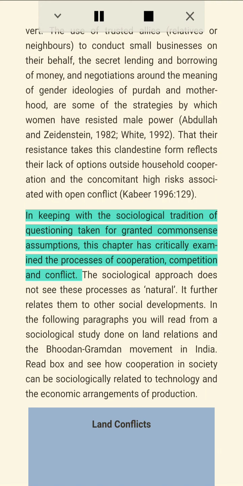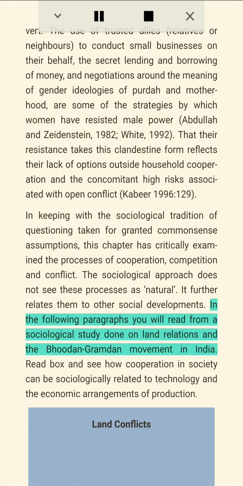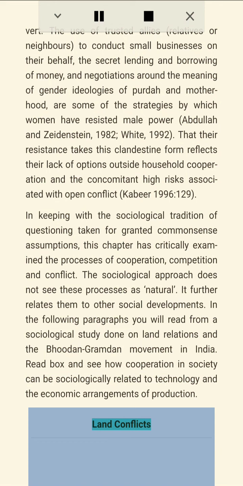In keeping with the sociological tradition of questioning taken-for-granted common sense assumptions, this chapter has critically examined the processes of cooperation, competition, and conflict. The sociological approach does not see these processes as natural. It further relates them to other social developments. In the following paragraphs you will read from a sociological study done on land relations and the Bhoodan-Gramdan movement in India. Read the box and see how cooperation in society can be sociologically related to technology and the economic arrangements of production.